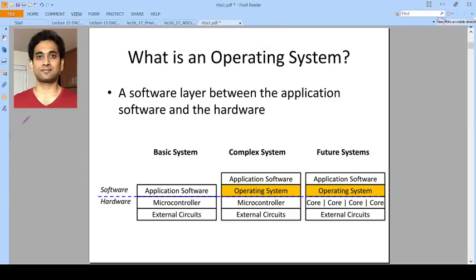Now, what is an operating system? Well, per definition, an operating system is a software layer between the application software and the hardware. For the applications that we do in the lab, the projects and the games that we program on the LPC1768 microcontroller, they're rather simple. They do not need a separate operating system to help us run the application. The application software can directly operate on the microcontroller hardware.